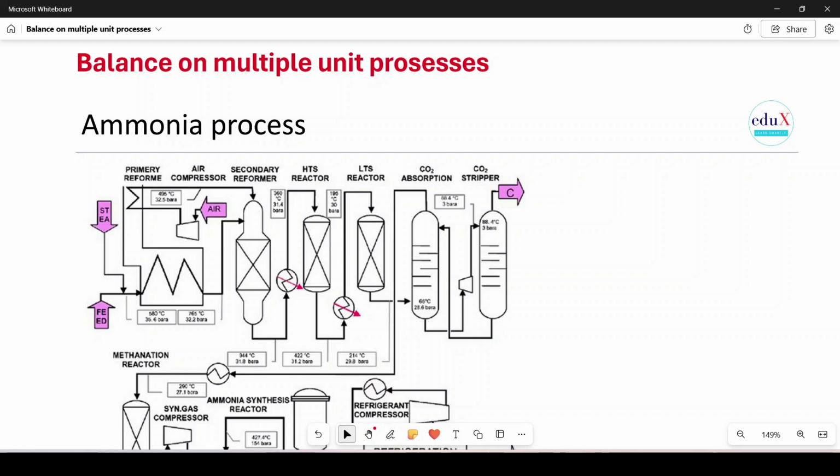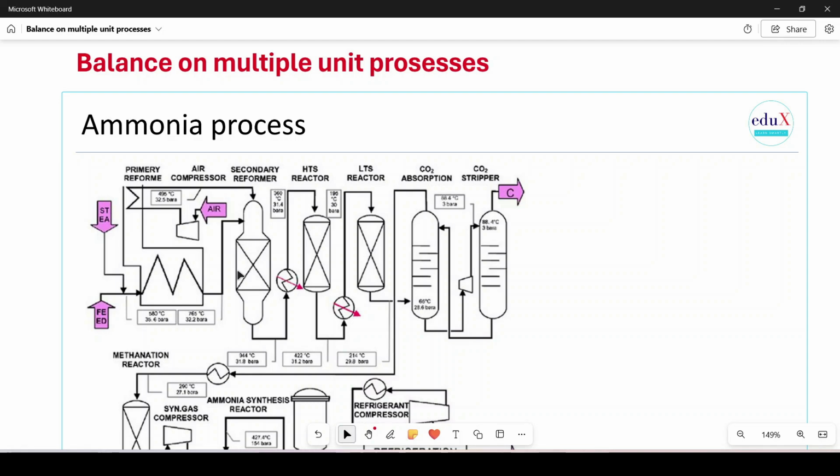As an example, you can see here the ammonia process flow diagram, and here you can see several different kinds of unit processes are combined to produce ammonia. Here you can see the primary reformer, secondary reformer, heaters, adsorbers, strippers. So all of them are involved in just one process, that is the ammonia synthesis process.